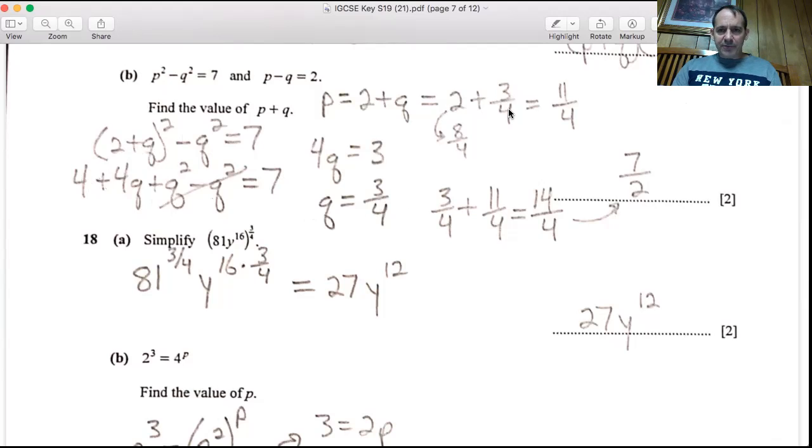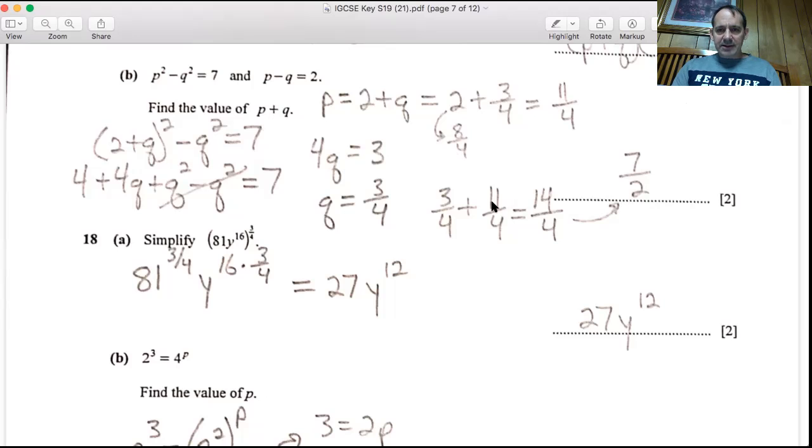Now plug the 3/4 back up here into this equation up here. 2 plus 3/4. So you need a common denominator. So 2 is 8/4. 8/4 and 3/4 is 11/4. And we want to add those two together. Don't forget to look at what you're supposed to do with your values.